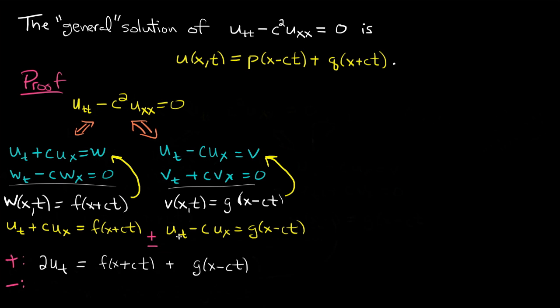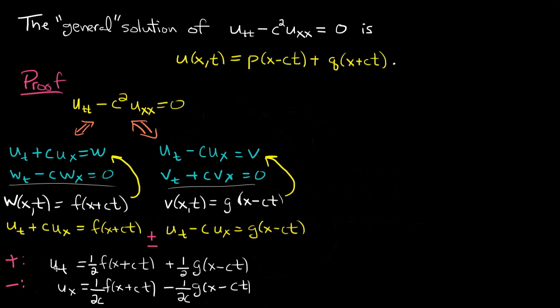And the difference of the left-hand sides will be ut plus cux minus ut plus cux. So I'll get 2c ux equals the difference of the right-hand sides. It's f of x plus ct minus g of x minus ct. Now, we can clean it up just a tiny bit if we move the 2 and the 2c over to the right-hand side. So I'll put this as a 1/2 there, and a 1/2 there, and a 1 over 2c here, and a 1 over 2c here.